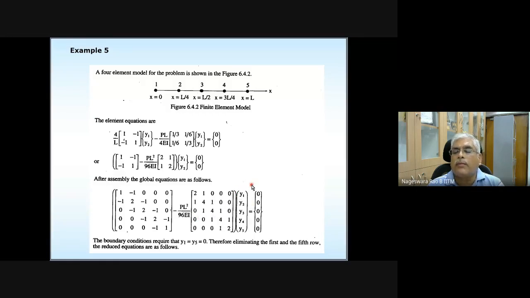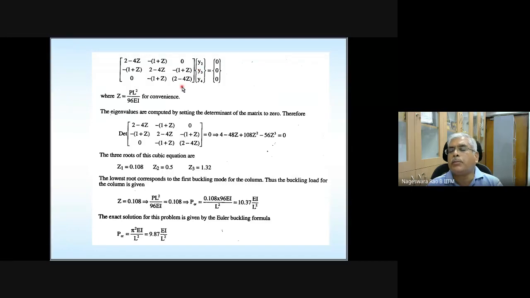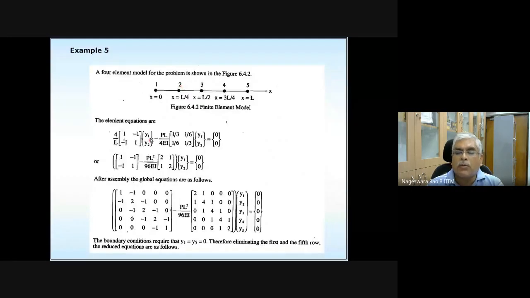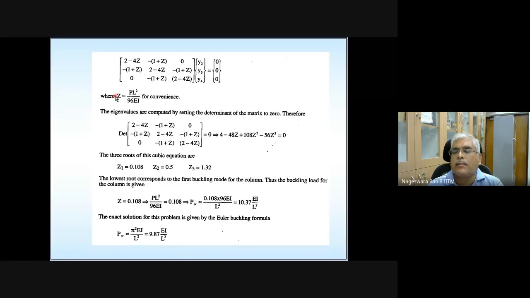So substitute y1 is equal to 0, y5 is equal to 0. Then the first row, first column, last row, last column can be eliminated, and you get the reduced equation system. Here a substitution is made. This quantity, PL square divided by 96 EI, is denoted with the letter capital Z. With that understanding, the previous reduced equation can be written like this.